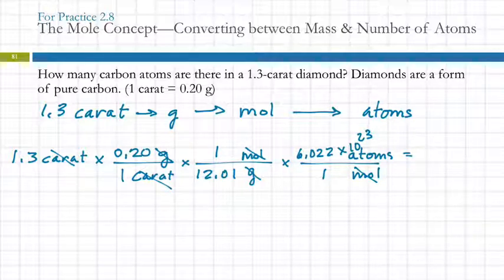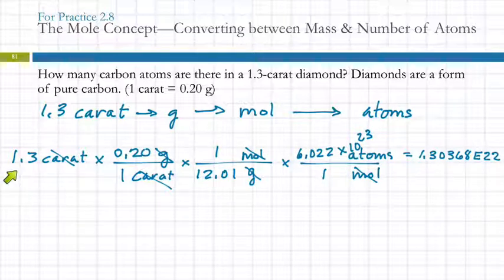So my calculator is showing me 1.30368 and a bunch of other stuff. And then it's showing me E22. Different calculators do it differently. The E22 is the way my calculator says times 10 to the 22.